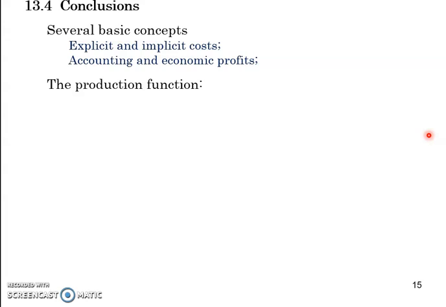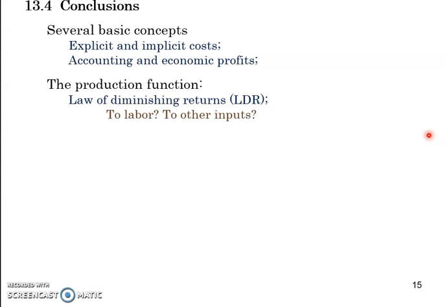And then we talk about the production function. We said you can simply imagine this is a black box. You put the labor, capital, land, technology into the box, and then what comes out is the output. Now by using the total product curve and the marginal product curve, we showed the law of diminishing returns. In that example we discussed the law of diminishing returns to labor, because labor is a variable input. But of course, the same logical reasoning can be applied to other inputs.